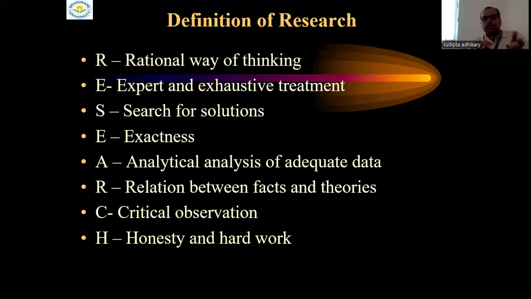Now, it is very unique: if we take all the abbreviations, we come to the exact meaning of research. R stands for rational way of thinking, E for expert treatment, S for search for solutions, E for exactness, A for analytical analysis of adequate data, R for relation between facts and theories, C for critical observation, and H for honesty and hard work.